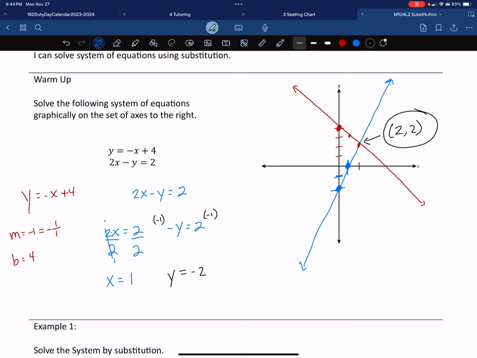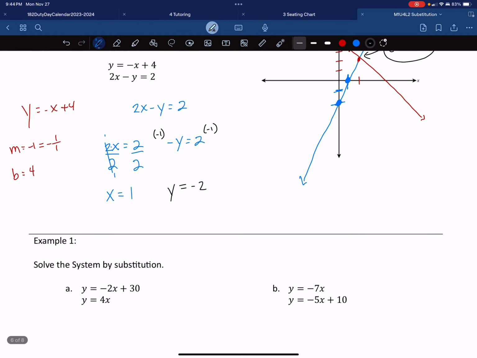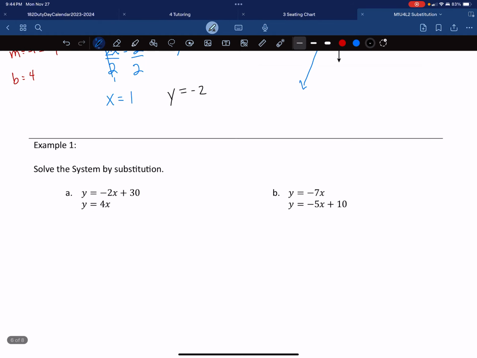We're going to be talking about substitution. So you should have remembered this from middle school, but we're going to go over it just to make sure. When we are talking about substitution, I am basically replacing a letter. So how they both equal y, I can replace this y with that 4x right there. So all I'm going to do is substitute this 4x for y. And we can say 4x equals negative 2x plus 30.